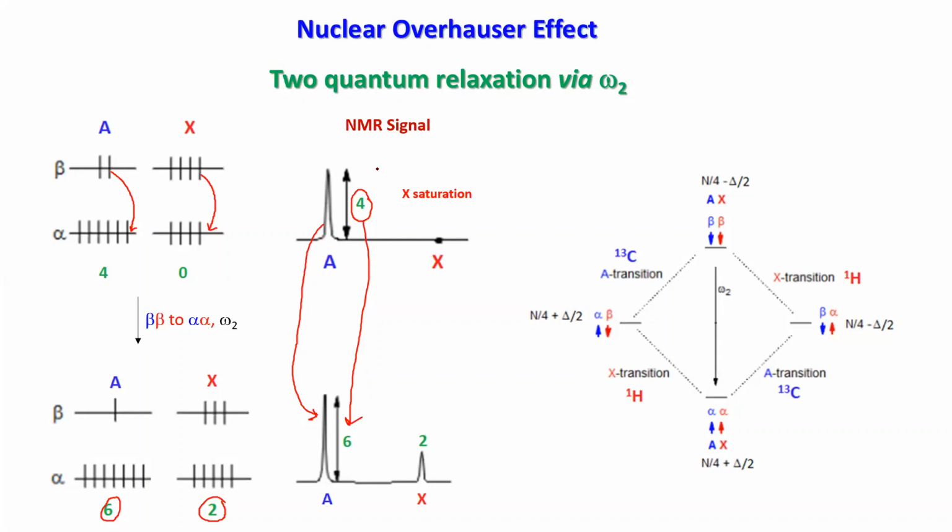So what we can see in 2 quantum relaxation after saturation point is that you have an excess nuclei more than at the saturation point, and that will help the enhancement in the peak height. Okay, so that we observe for 2 quantum relaxation route.